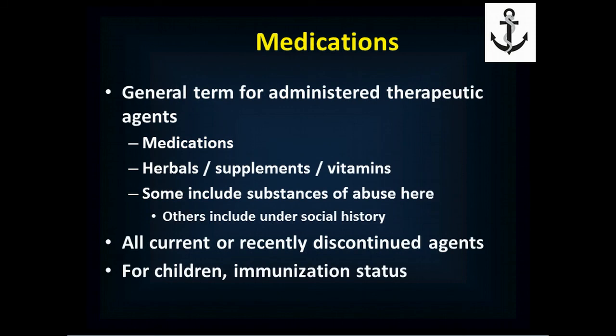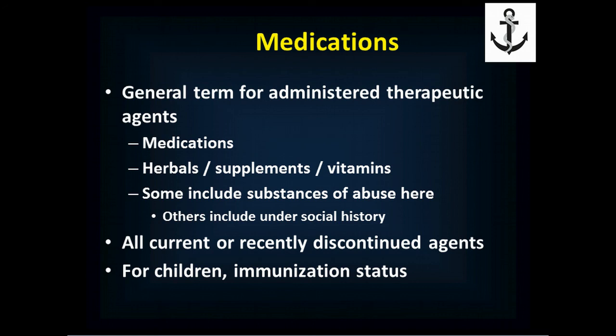You want to list medications that the patient takes, and this is a general term for any self-administered therapeutic agent. So it can include medications, herbals, supplements, and vitamins that patients are taking, and those are relevant. Some of them are highly pharmacologically active, and others tend to interact with medications you might use, so you need to know if they're on them. Some will include substance abuse history here, so they would include marijuana or cocaine under medications. Others put that under the social history.